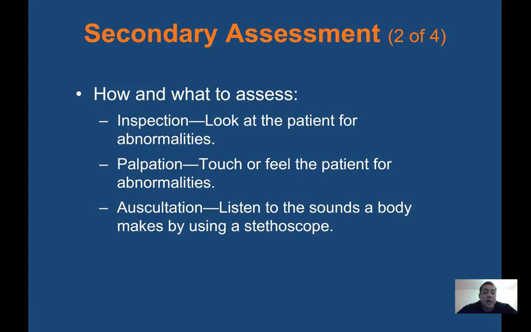Auscultation. Listen to the sounds a body makes by using a stethoscope. So listen to lung sounds. If he's complaining of shortness of breath or difficulty breathing, they're going to listen to lung sounds, upper, lower, and sides, front and back as well.